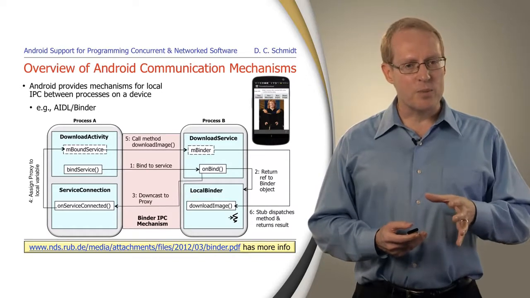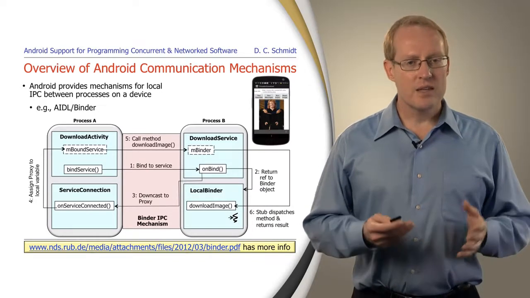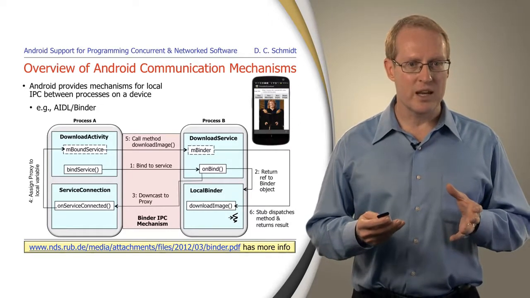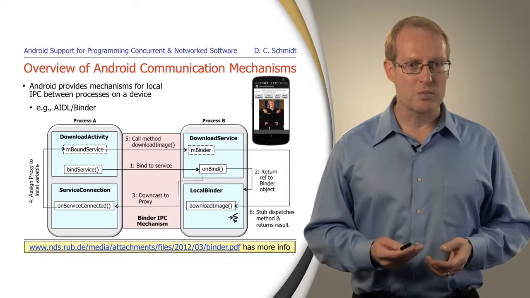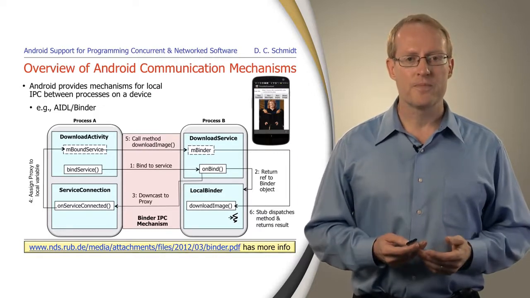There's a lot of description about how binder works at the URL at the bottom of this slide. Keep in mind again that binder is used for communicating between processes on the same machine. This example used a download activity talking to a download service, but you could also have services talking to each other by the binder as well.